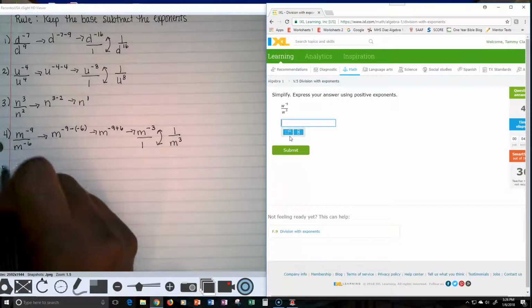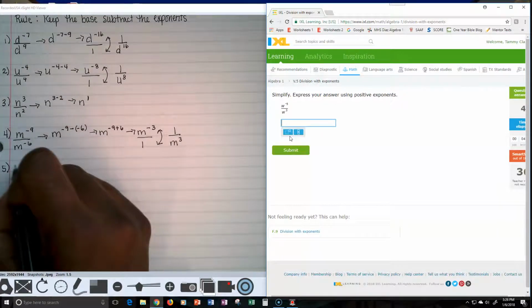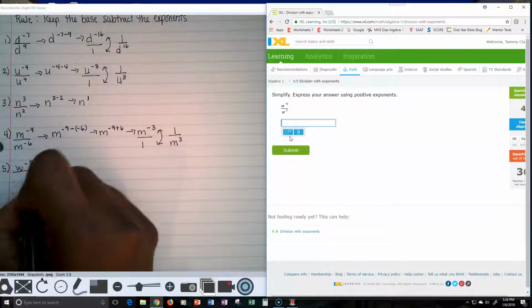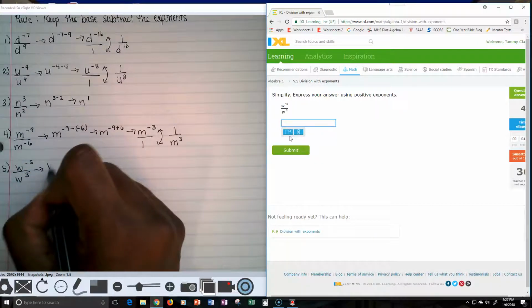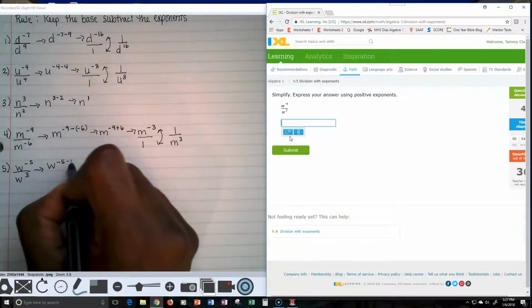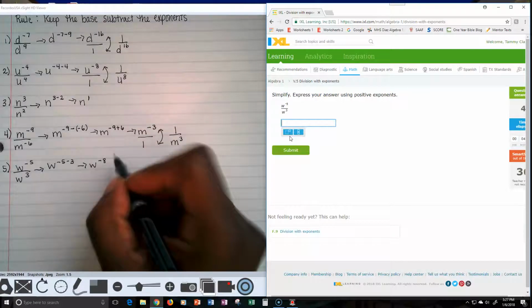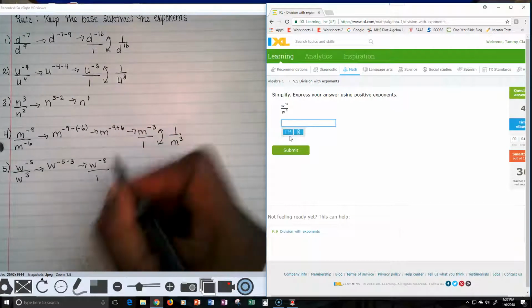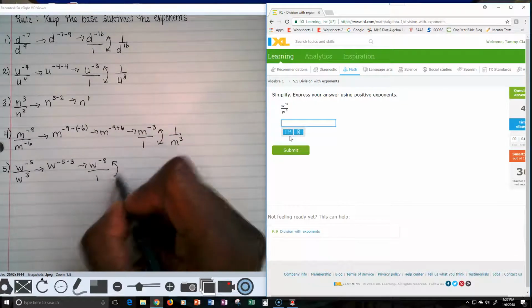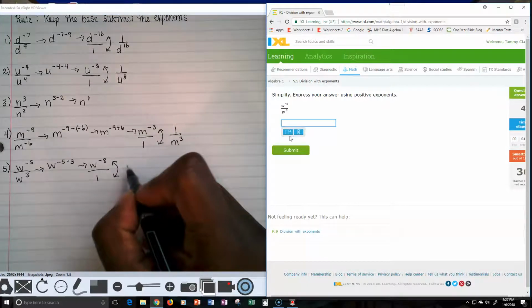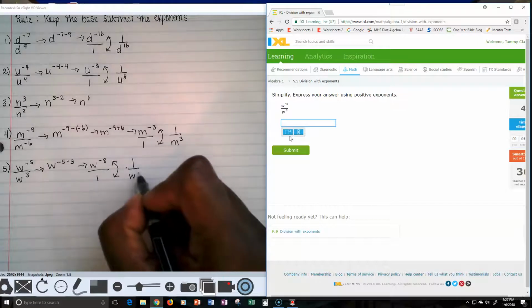So number 5 is w to the negative 5th power divided by w to the 3rd power. So we keep the base, subtract the exponents. That gives us w to the negative 8 power. We can't have a negative, so we're going to flip these over. And that gives me 1 over w to the 8th power.